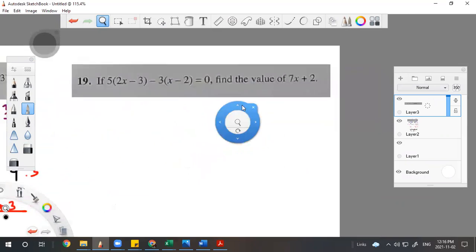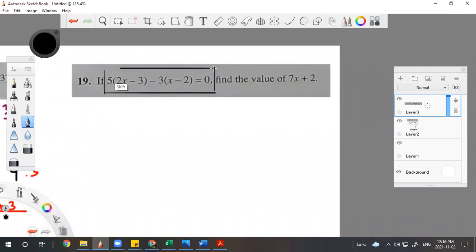So for number 19, if x equals 5 times (2x minus 3), we have the bracket here, and we also have the bracket here, equals to 0. Find the value of 7x plus 2. So what to do? You have to find the value of x as the first priority. So we use this equation to find x, and then after you get x, you can put it in 7x plus 2.